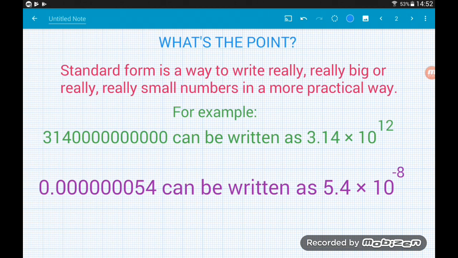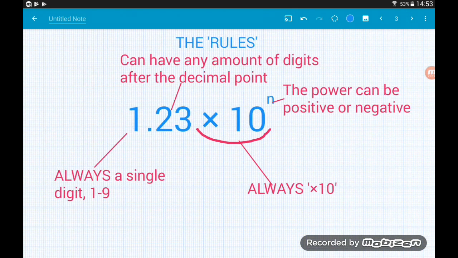Or on the flip side, if we have a really small number like 0.000000054, we can instead write that as 5.4 times 10 to the power of minus 8. So again, it's a lot more practical, it's a lot tidier, it's a lot smaller, and we don't need to read a million zeros. So that's the point in standard form. Now then, what are the rules of standard form?